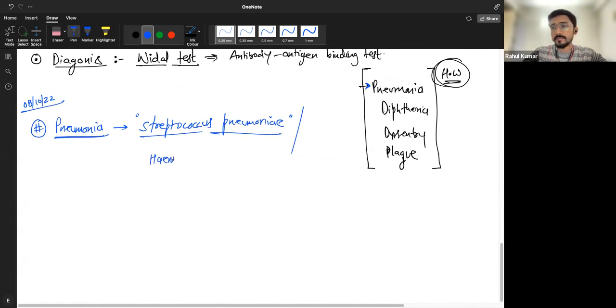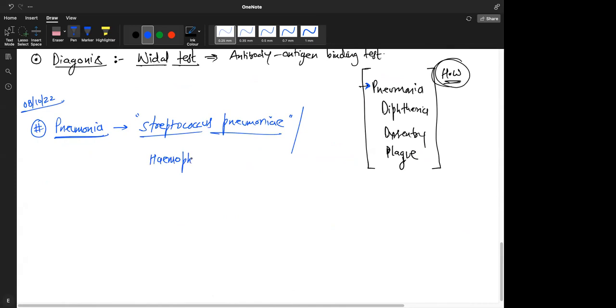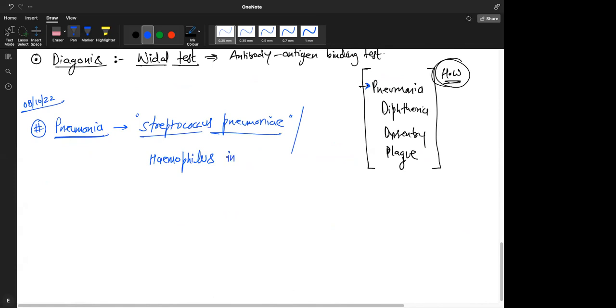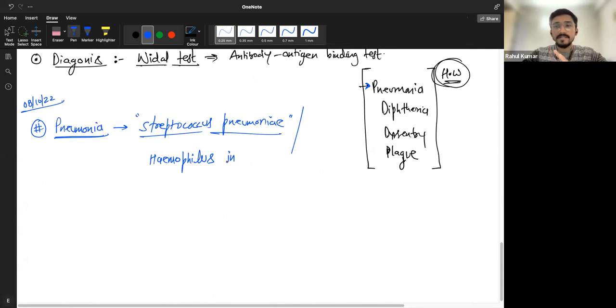The word heme comes from blood, hemoglobin, exactly. And philic or philus comes from loving. Heme is for blood, loving. Yes, you are correct. So these bacteria just like to grow in blood. That's why they're called Haemophilus. Make sense to you?